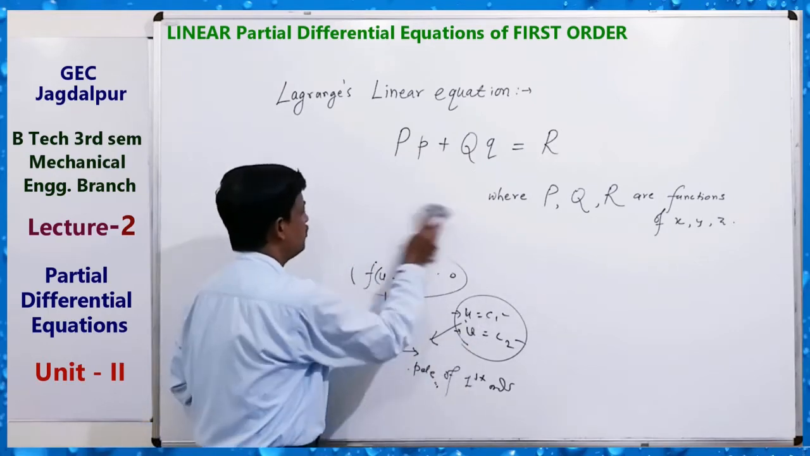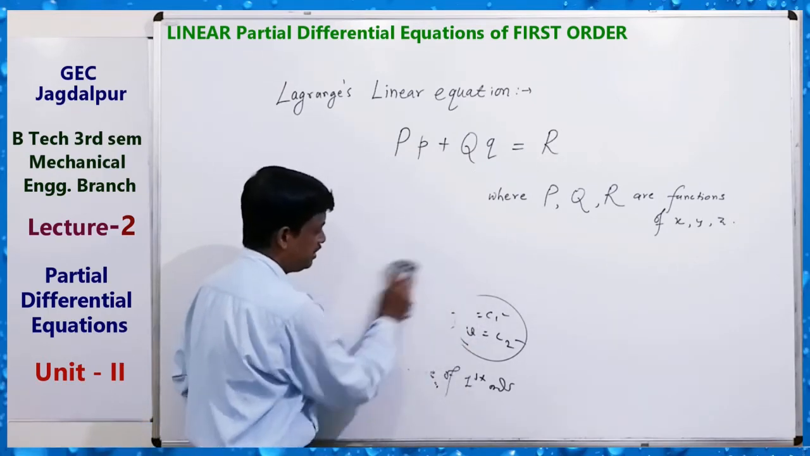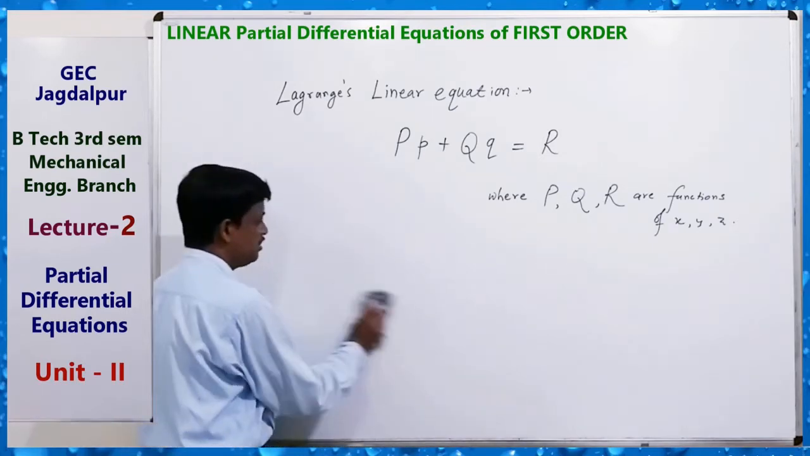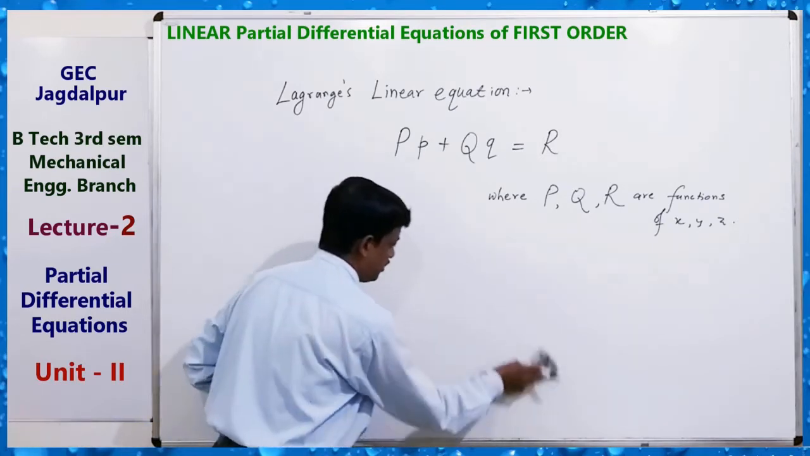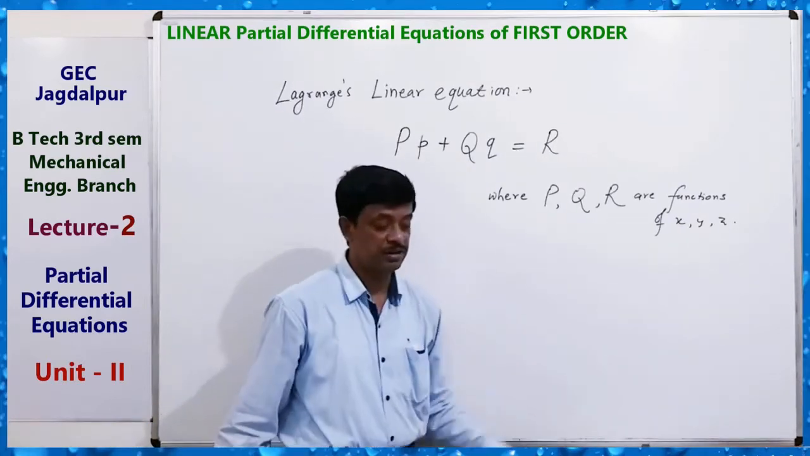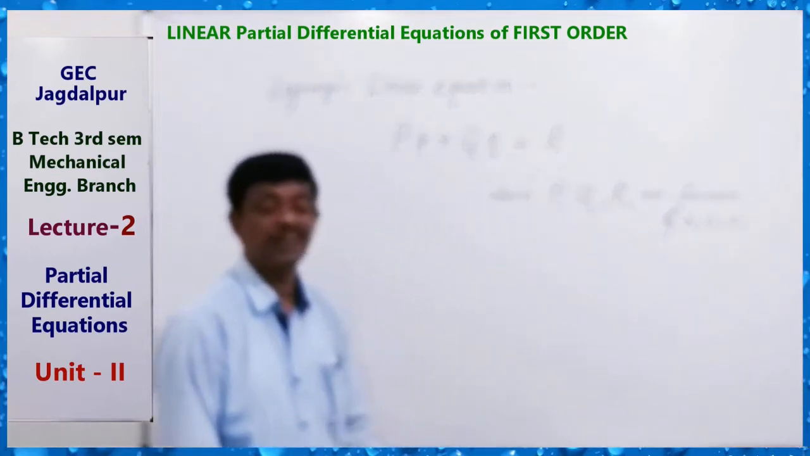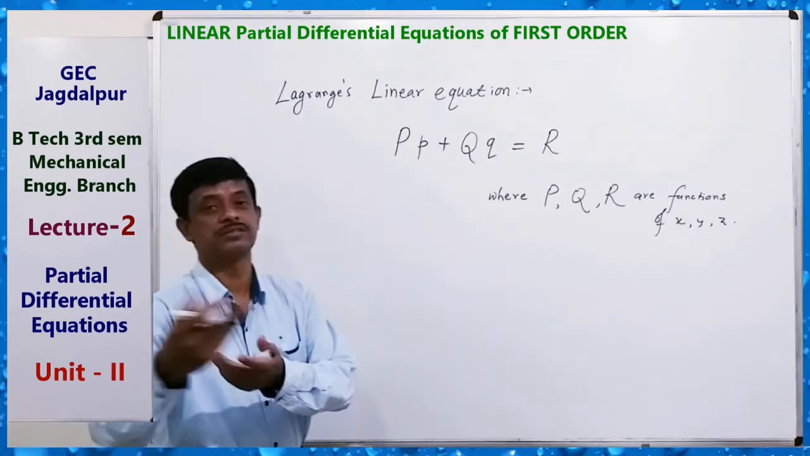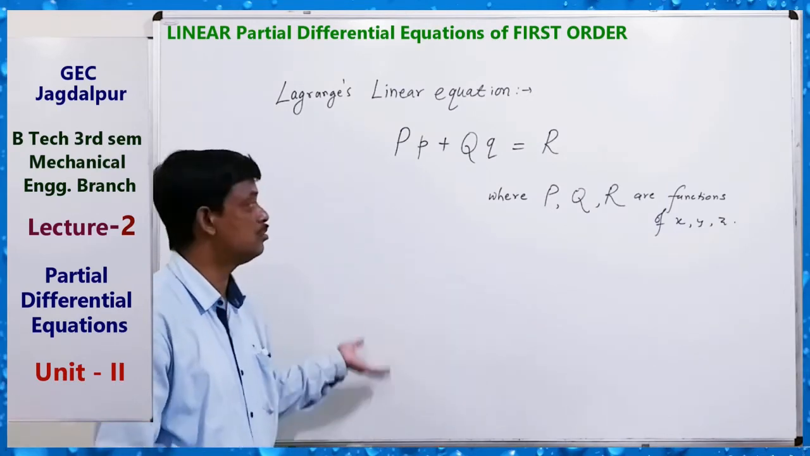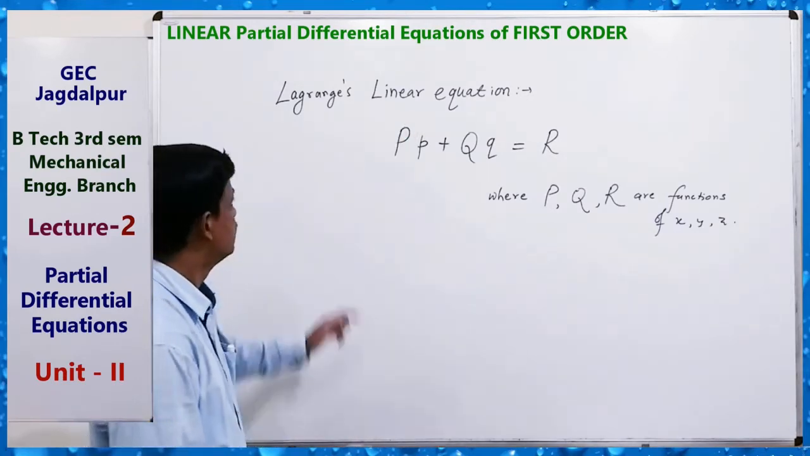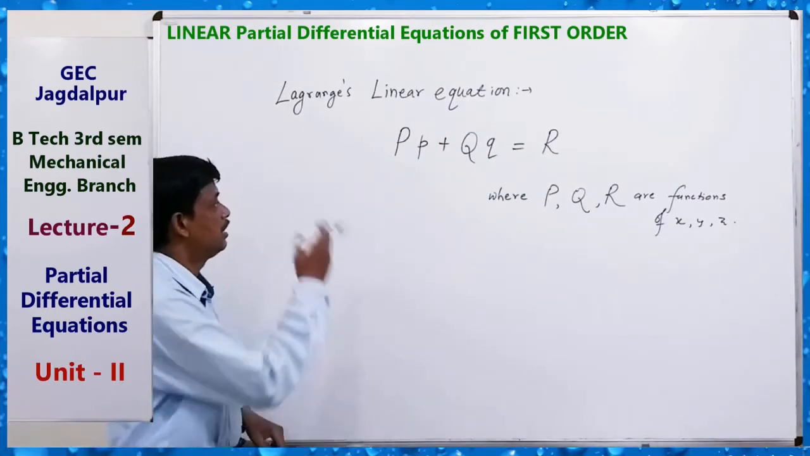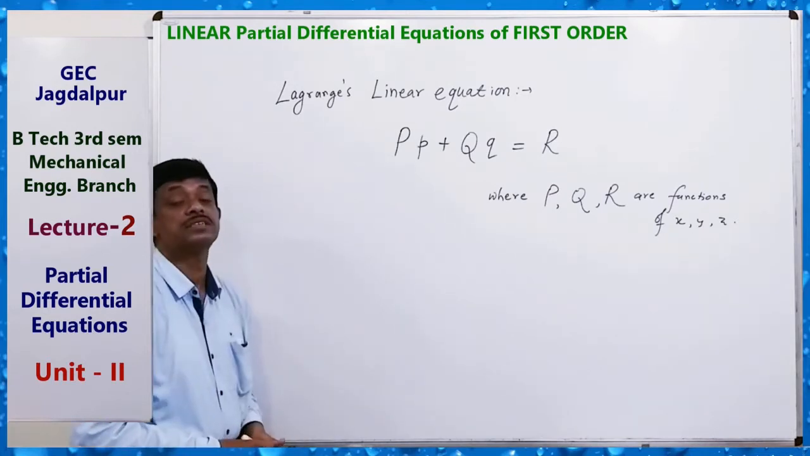How can we solve it? There is a simple method for finding u equals c1, v equals c2. If we can find u equals c1 and v equals c2, then we can write the solution as a function of u and v equals 0, where the function will be an arbitrary function. That will be the solution of this partial differential equation. This is the Lagrange linear equation, standard form. Okay, Lagrange linear equation of first order.